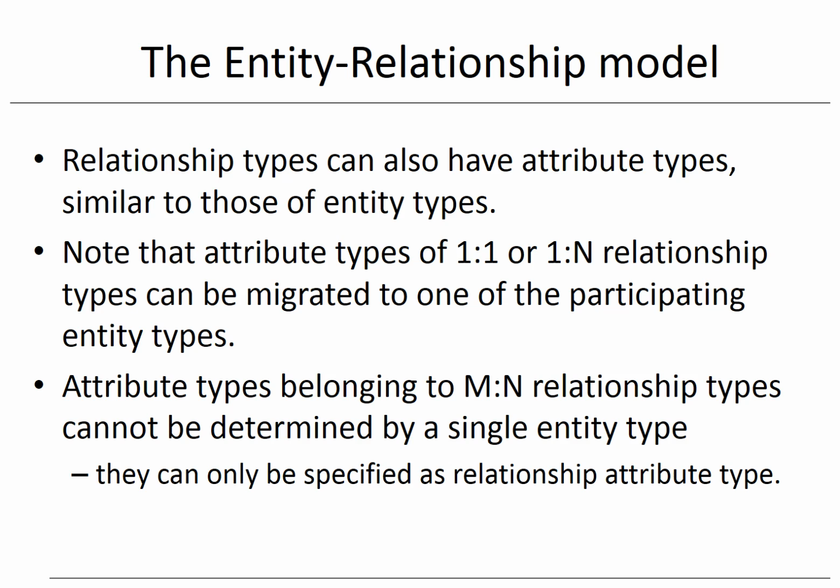Similar to entity types, a relationship type can also have attribute types. These attribute types can be migrated to one of the participating entity types in case of a 1-to-1 or 1-to-n relationship type. However, in case of an m-to-n relationship type, the attribute type needs to be explicitly specified as a relationship attribute type.